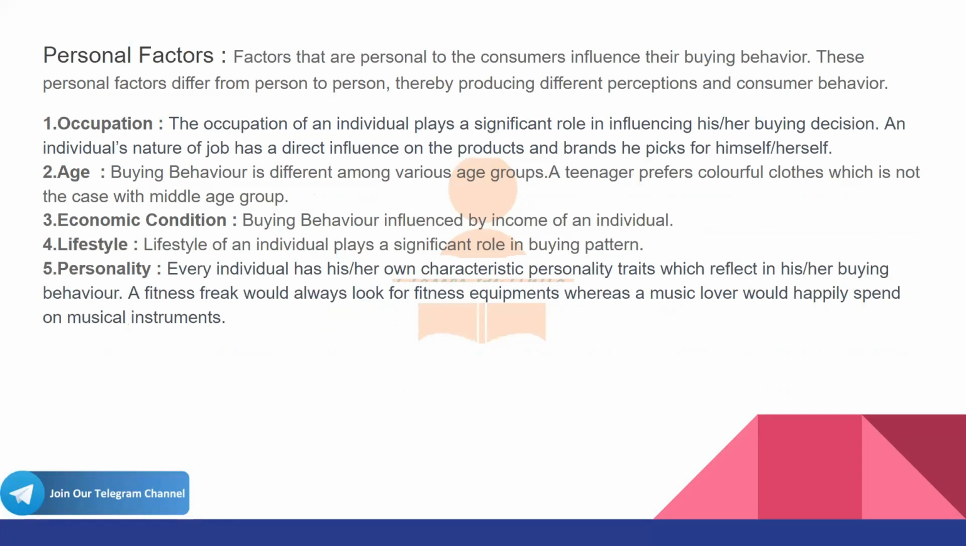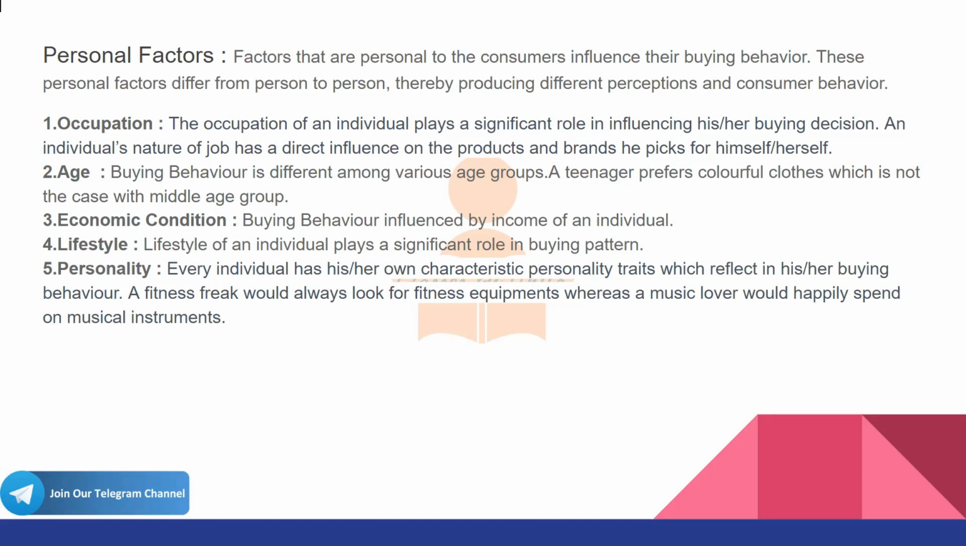Now, next is personal factors. Factors that are personal to consumers influence their buying behavior, and these personal factors differ from person to person, thereby producing different perception and consumer behavior. The first one is occupation. The occupation of an individual plays a significant role in influencing his or her buying decision. An individual's nature of job has a direct influence on the products and brands he picks for himself or herself. So, what kind of job you're doing, how much you're earning, very much influences your buying decision.